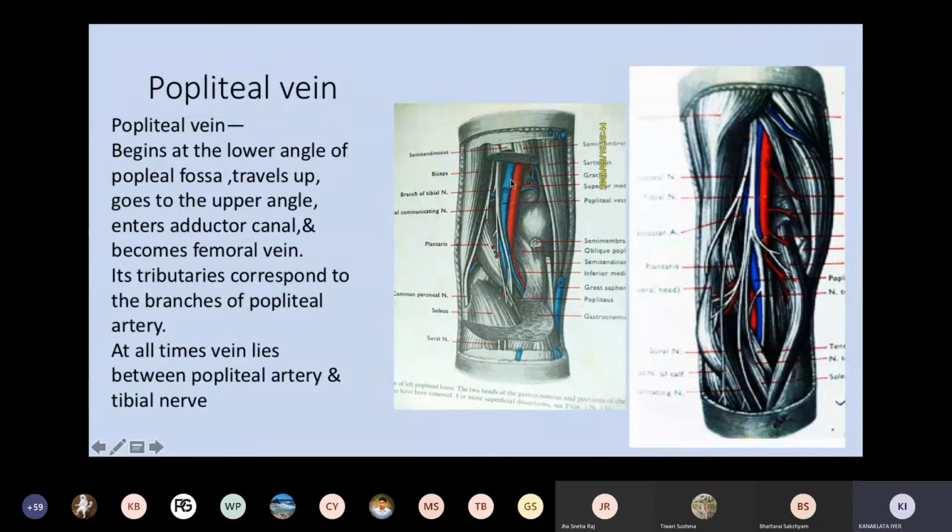As it lies here in the popliteal fossa, it is always between the artery which is deepest and the tibial nerve which is the most superficial. At all points, the popliteal vein lies between the artery and the tibial nerve.